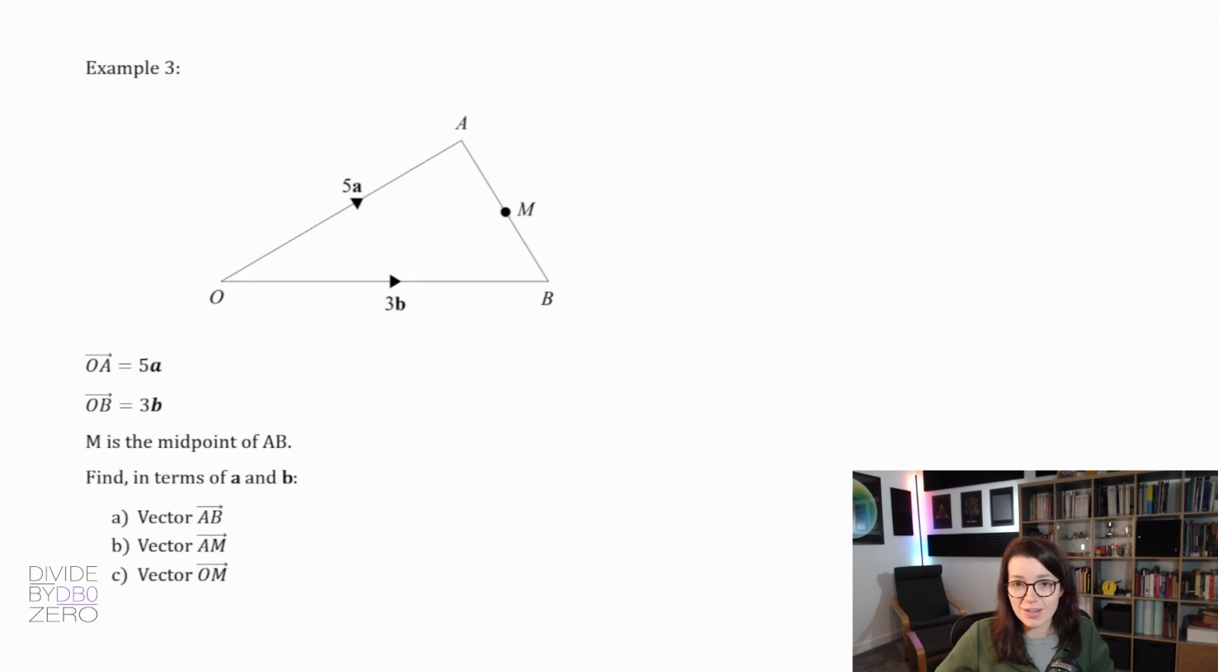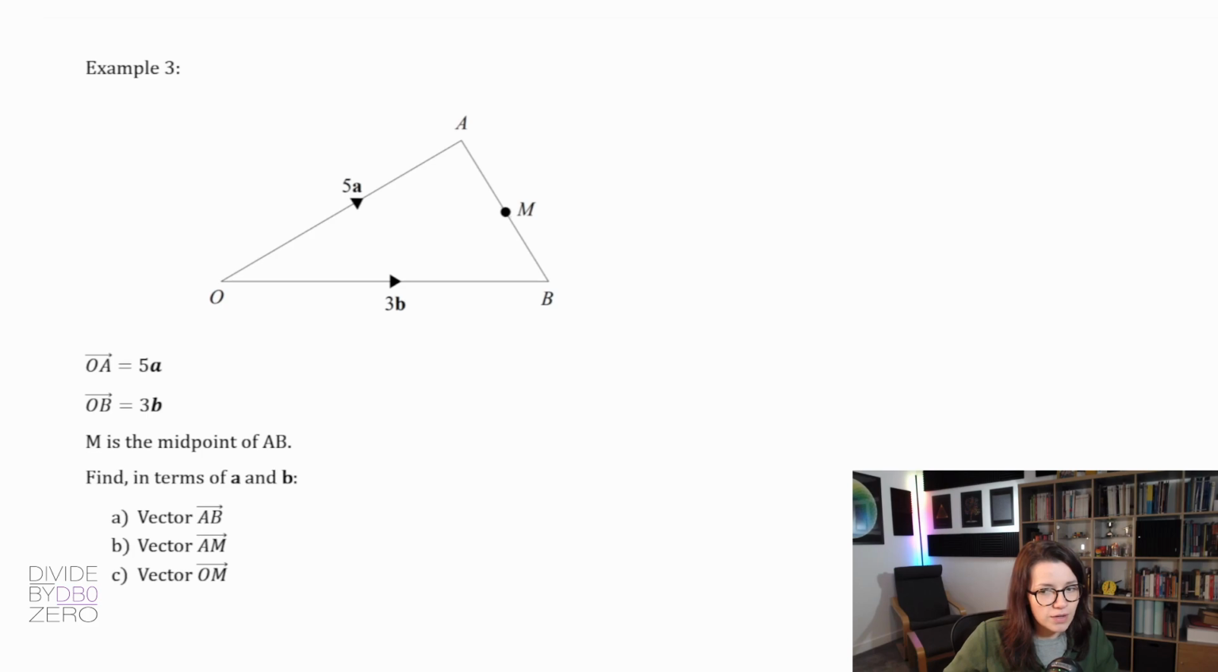Last example, this time with a diagram. So we're shown this triangle and we're told various things about it. The first thing you want to do is just read the diagram against the information that's given and make sure you're happy with what's going on. For example, it says vector OA is 5a. We can see that on the diagram. Vector OB is 3b. M is the midpoint of AB, so it's directly in the middle of A and B.